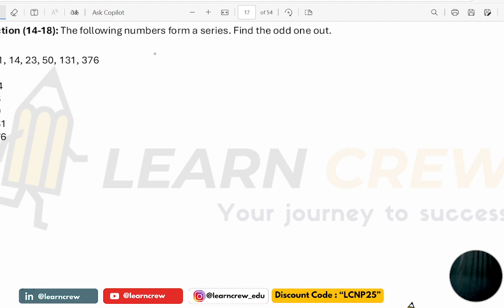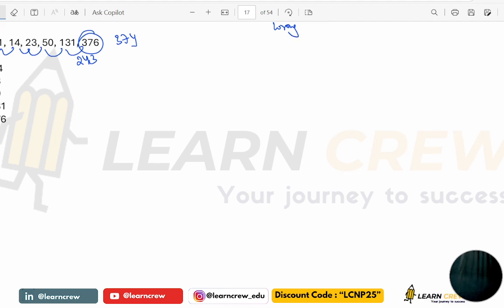Next, 14 to 18, find the wrong one out. So 11 plus 3 power 1, plus 3 square, here 3 cube, here 3 power 4, here 3 power 5. So 3 power 5 is 243. So it is actually 131 plus 243 is 374. So thereby 376 is the wrong number.